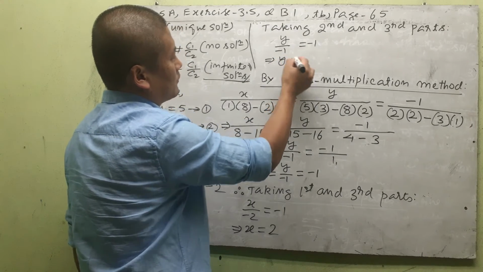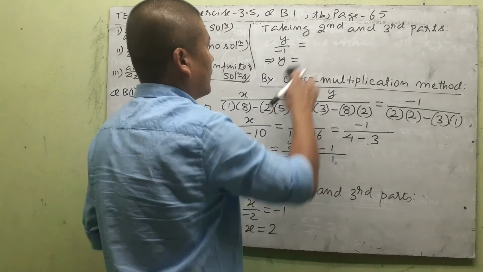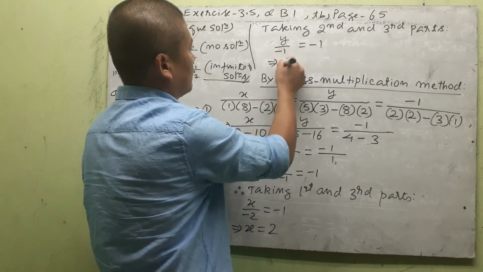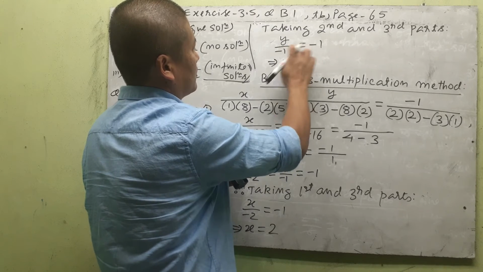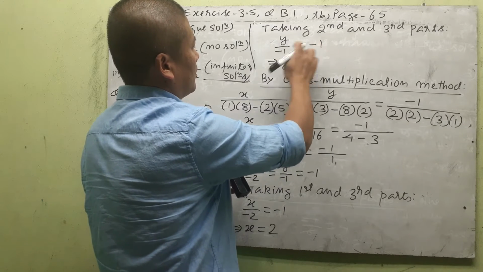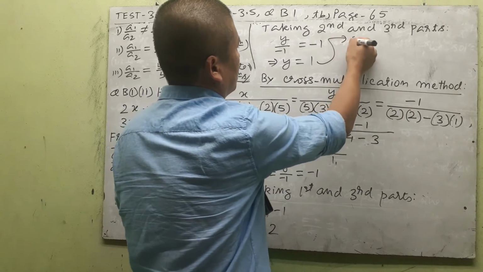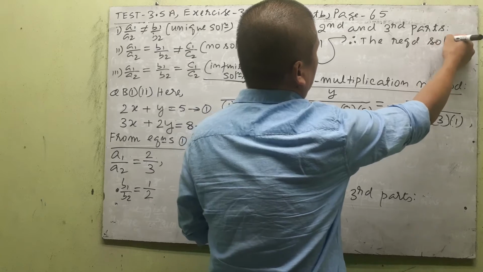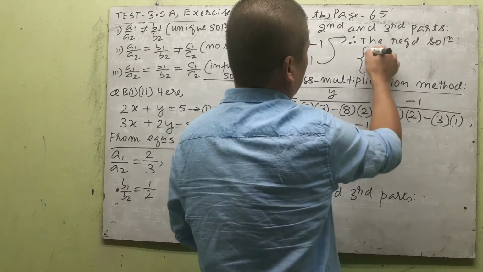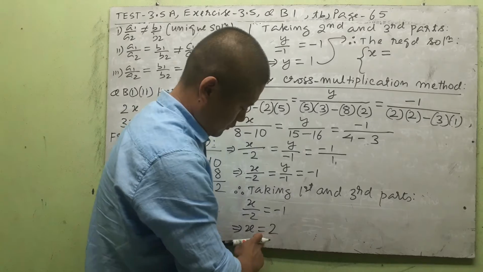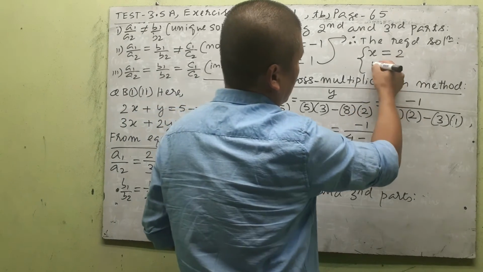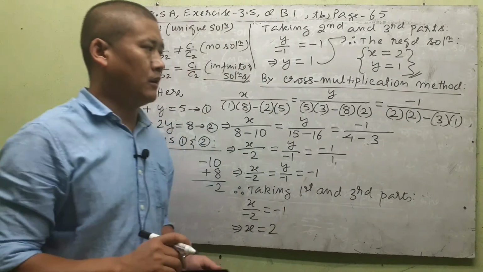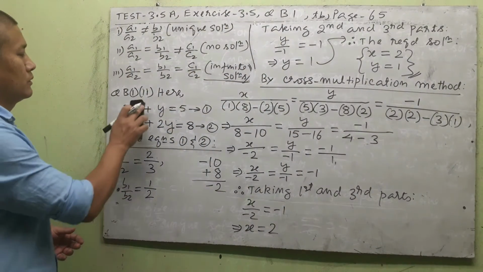And y is equal to, y we don't shift, we want to find y, so y is equal to minus into minus, it will go up, so minus and minus make plus, 1 1s are 1. So therefore the required solution, the answer for x and y: x is equal to 2 and y is equal to 1. We have solved and found the values of x and y by the cross multiplication method.